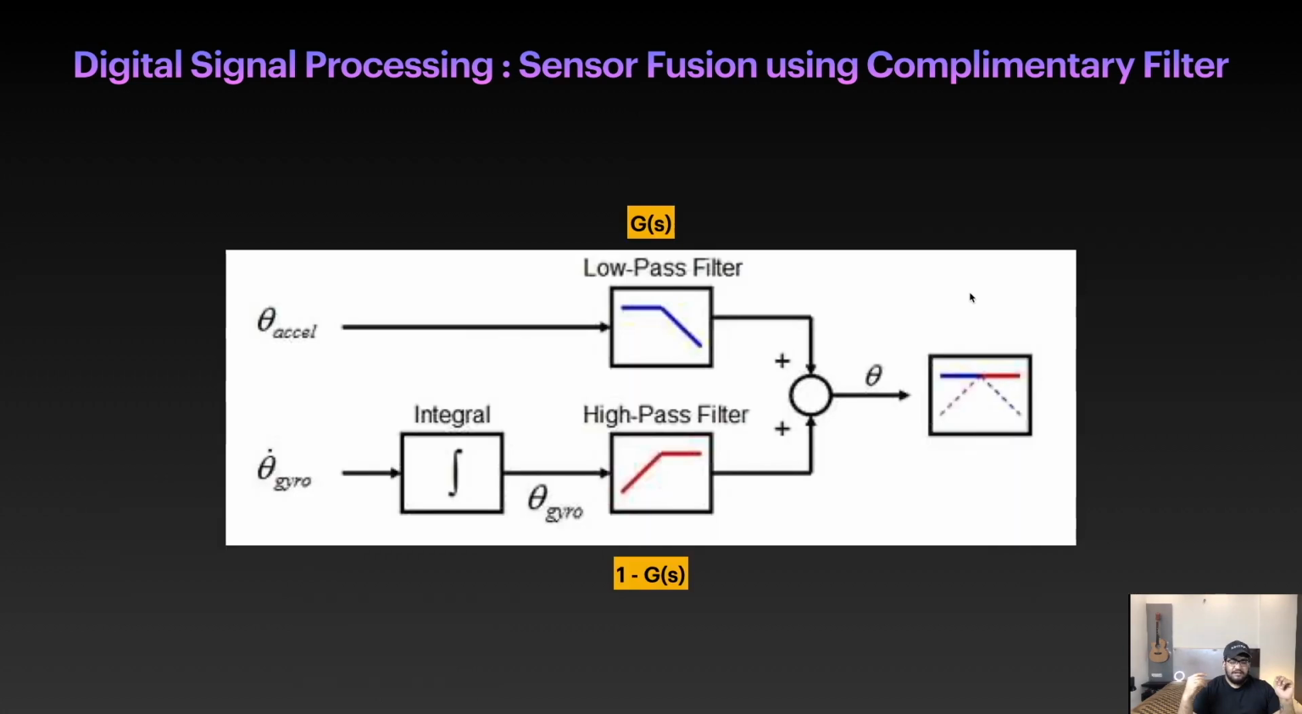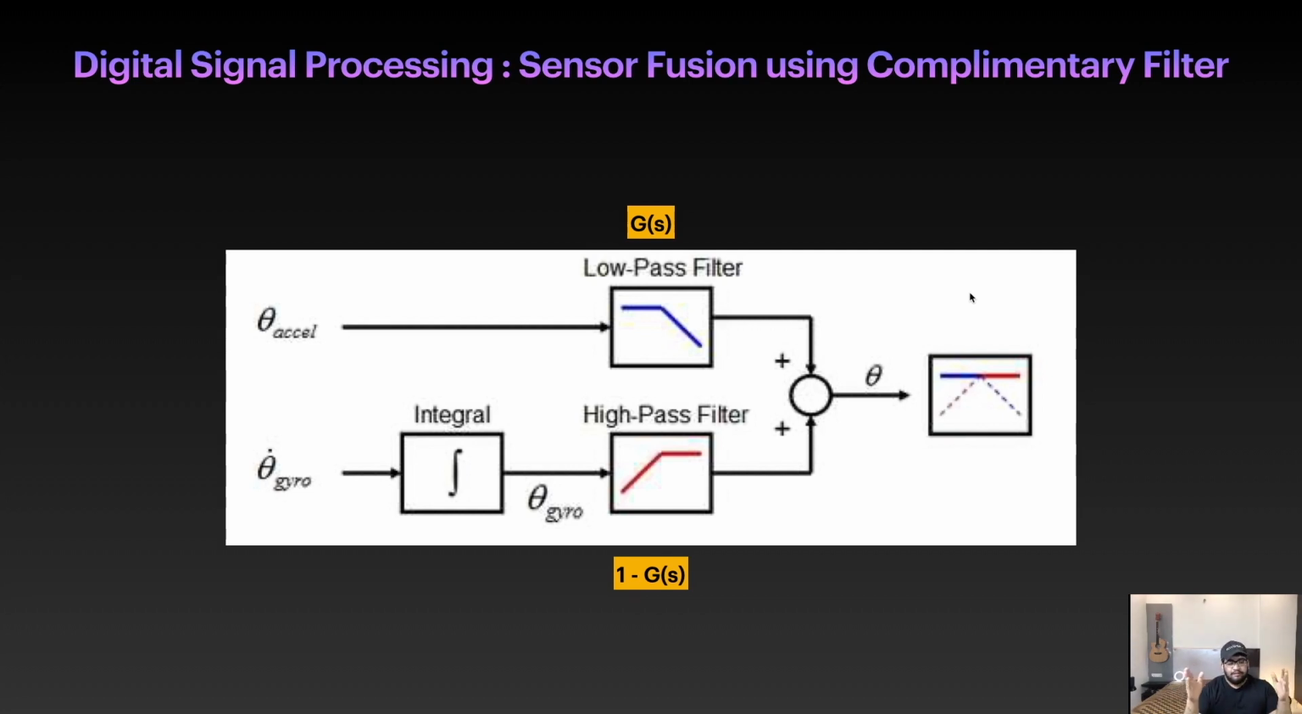We can do that using something called a complementary filter. A complementary filter is a very powerful concept and very easy to implement. And what is happening here? As I mentioned, the accelerometer is not reliable in the short term, and the gyroscope is not reliable in the longer term. So how can we take the best of both worlds?